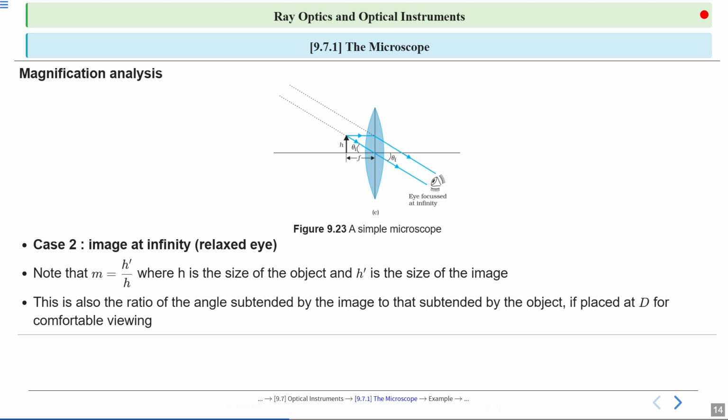Finally, this magnification can also be described as the ratio of the angle subtended by the image to the angle subtended by the object when placed at a distance d for comfortable viewing. This concept helps us understand how the microscope enhances our ability to see fine details by increasing the apparent size of the object.